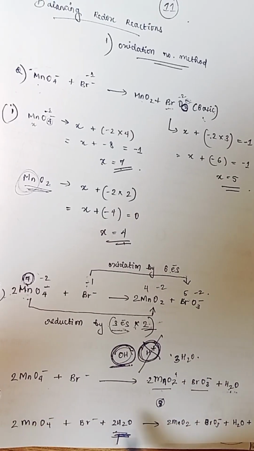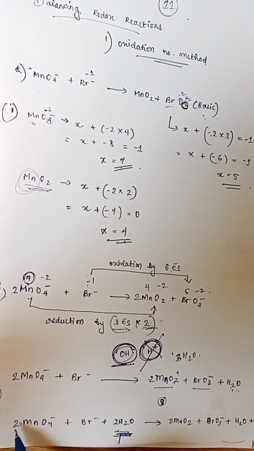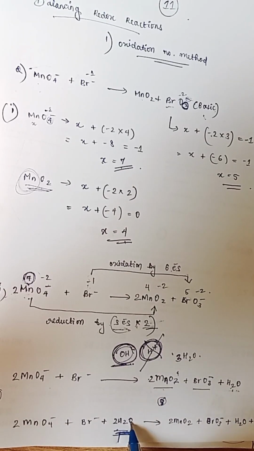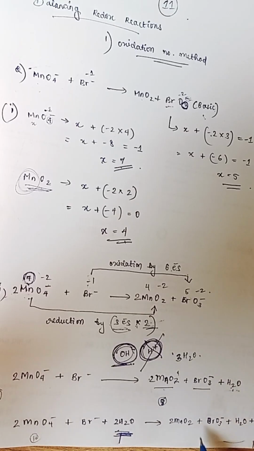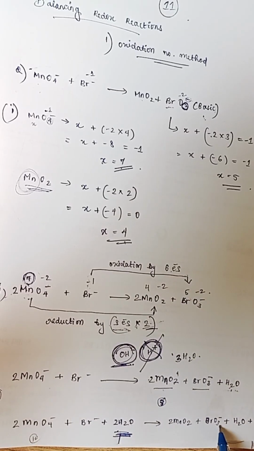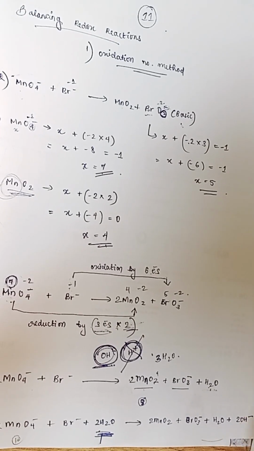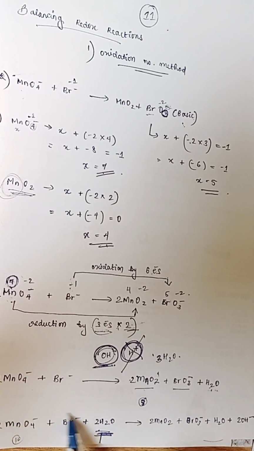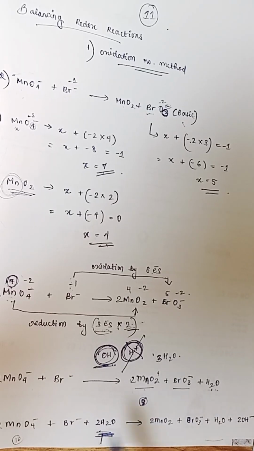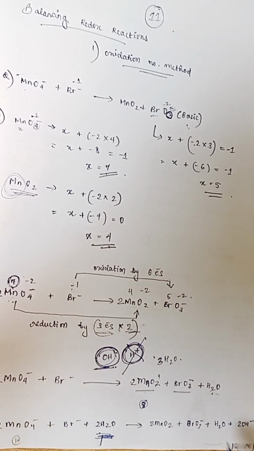Now you check if this equation is balanced. 2 Mn on this side, 2 Mn on that side. 4, 5, 6 oxygen. No, 4 to the 8, 9, 10. 10 oxygen on this side, and over here 4, 5, 6, 7, 8, 9, 10. 10 oxygen over here as well. Now you check how many Br, 1 Br, 1 Br. So the equation is balanced, but you need to simplify the equation.